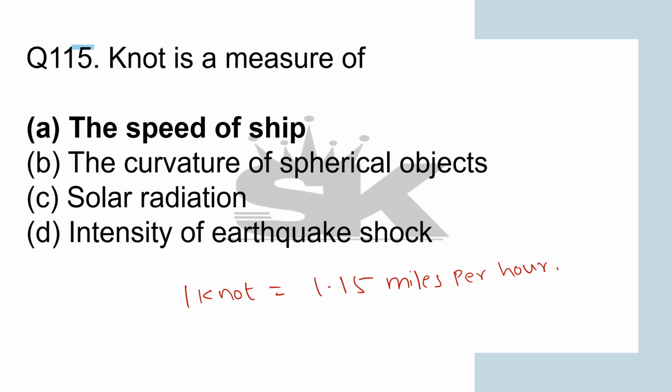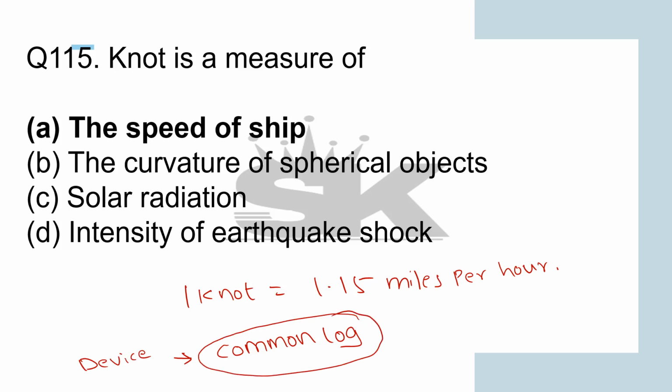Sailors measured the speed of their ship by using a device called the common log. It's also an important one. Common log is a device. Remember this too: common log is used to measure the speed of a ship.